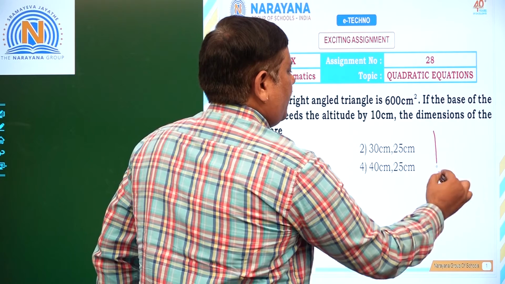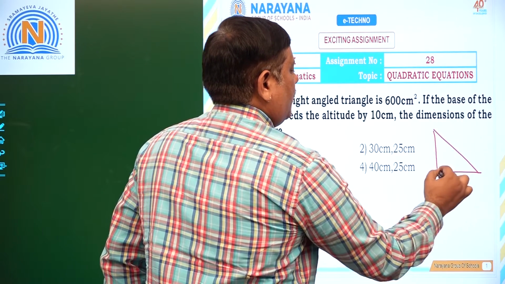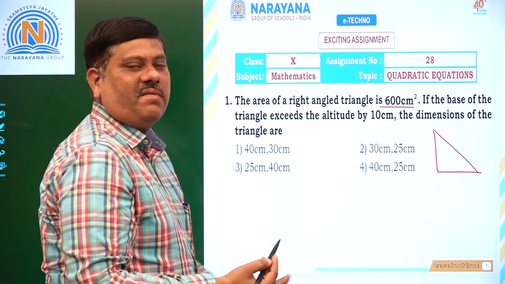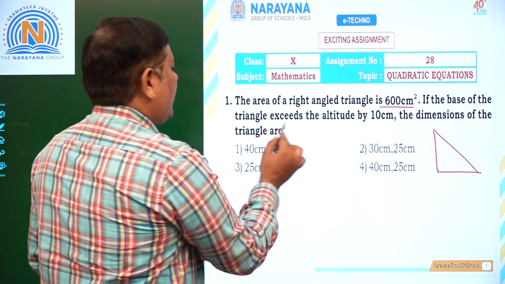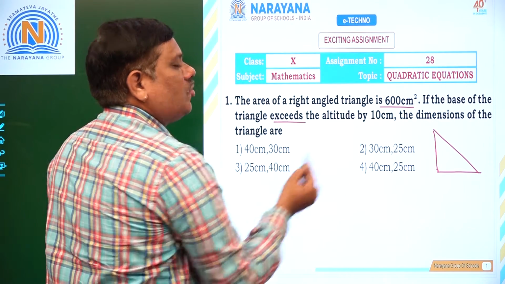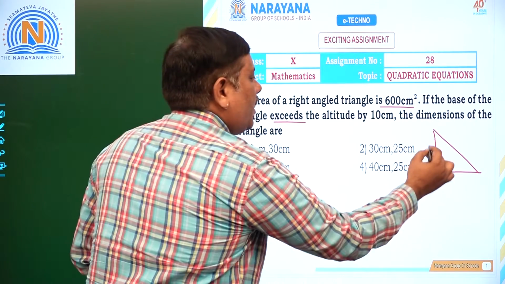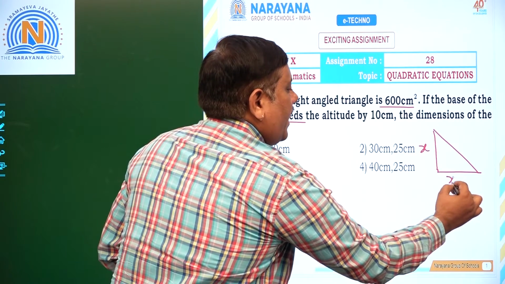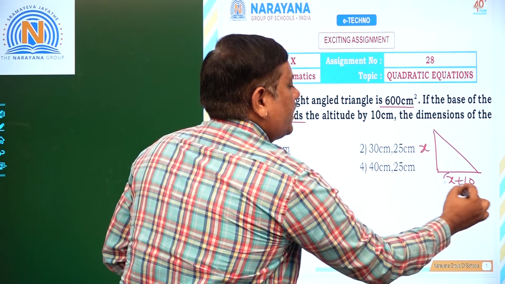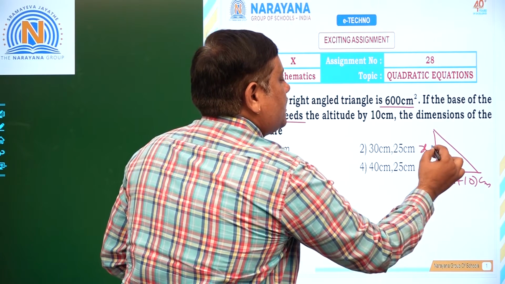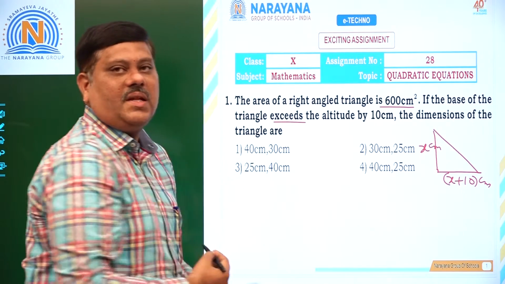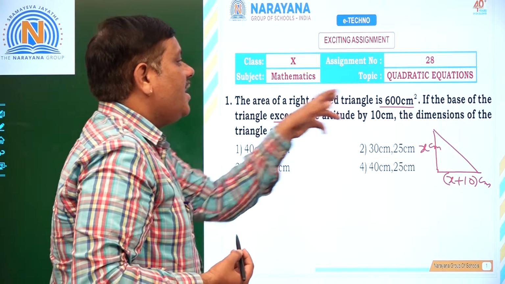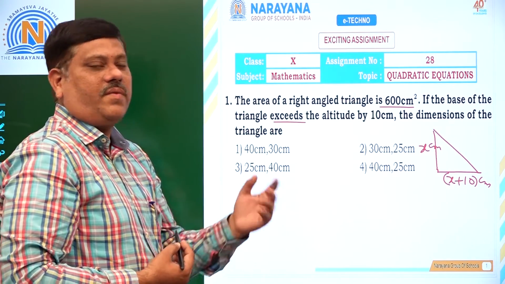Suppose this is a right triangle for us. Area is given as 600 centimeters square. Base of the triangle exceeds altitude by 10 centimeters. If you take the altitude as some x centimeters, the base will become x plus 10 centimeters. That is the information for us. What is given for us? Area is given as 600 centimeters square.